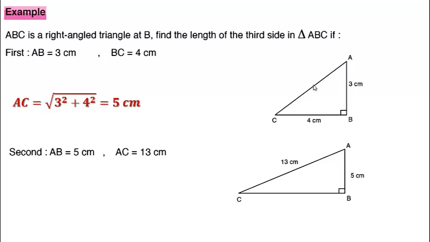When you want to get the hypotenuse, use plus, because the hypotenuse is the longest side in the right angle triangle. So second, here we have 5 and 13, and we want to get CB, which is a leg. When I want to get a leg, I use the same, but here instead of plus I use minus, like this: hypotenuse square minus the other side square, or other leg square. We get 12. So CB equals 12.